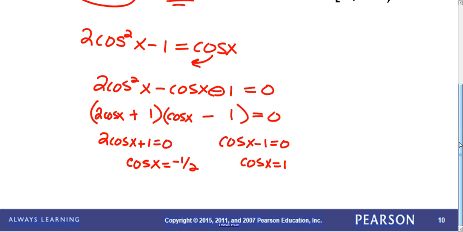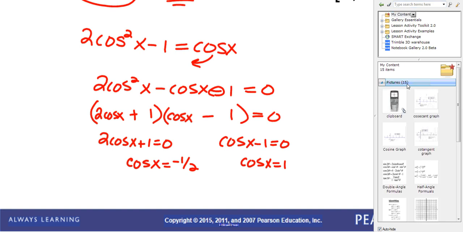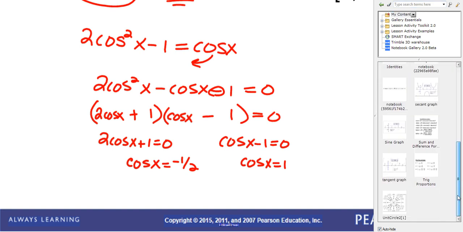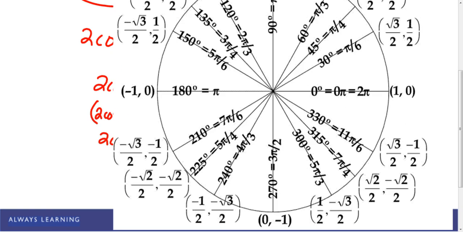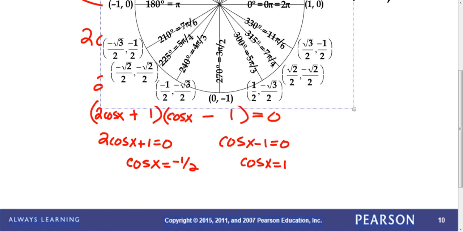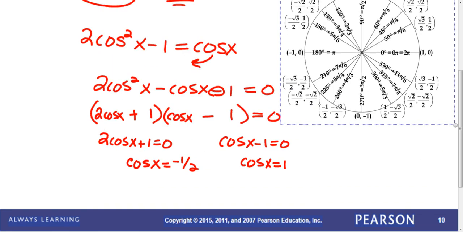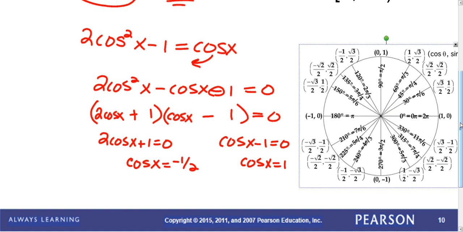And at this point now, I need to go to my unit circle, and I need to figure out where these places are. I'm going to pull my unit circle in here, which I should have done before, but I didn't. Okay, we're going to go to our unit circle and figure this out. I'm going to make this small. I know you have your own unit circle. So what I'm looking for here is 2 things, okay?